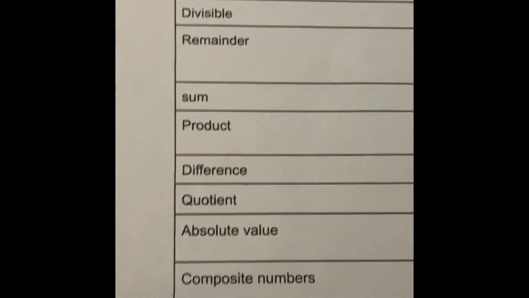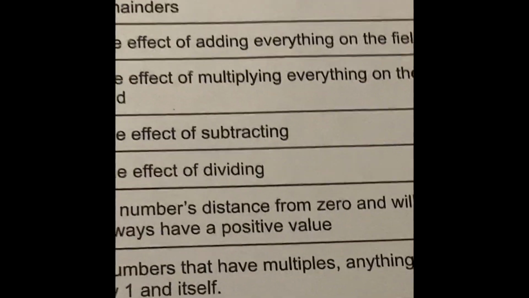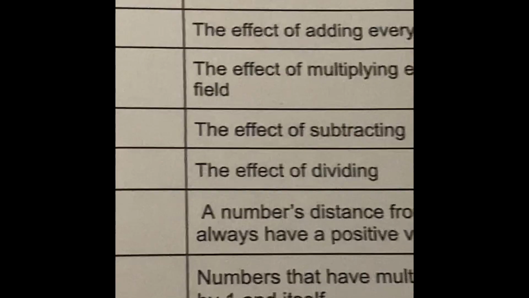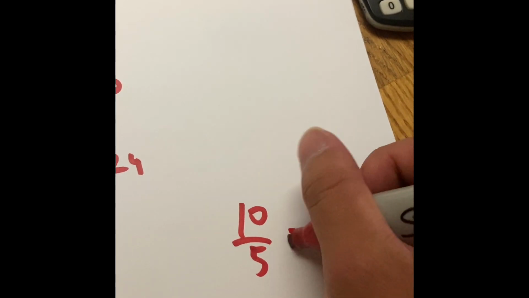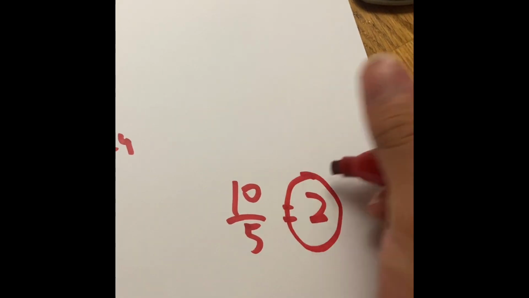Quotient. The effects of dividing. Something like our quotient is going to be 10 divided by 5 equals 2. 2 represents our quotient.